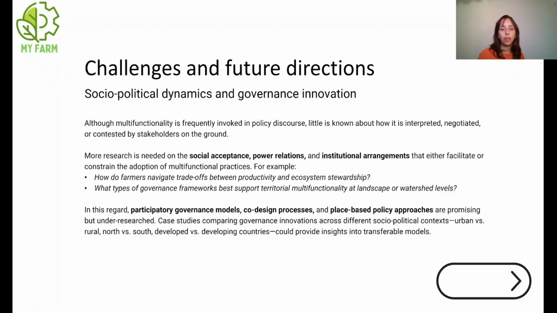Case studies comparing governance innovations across different socio-political contexts, for example, urban versus rural, or north versus south, or developed versus developing countries, all of them could provide insights into transferable models.